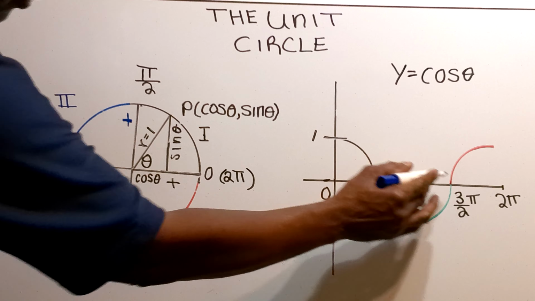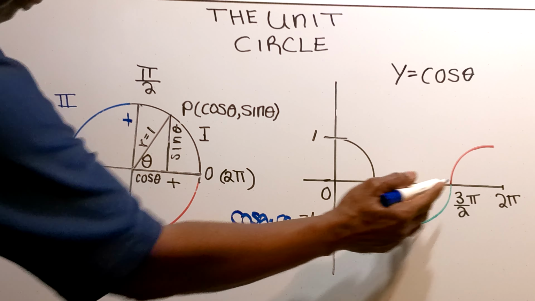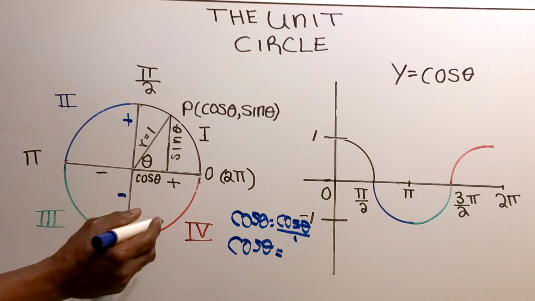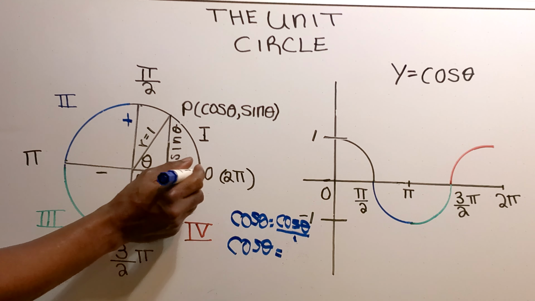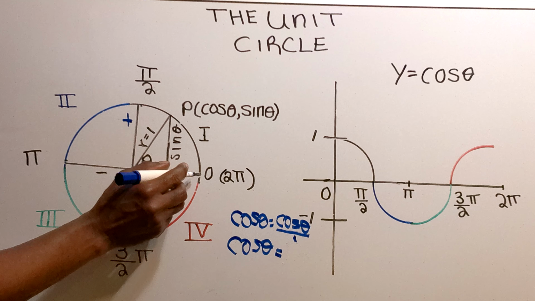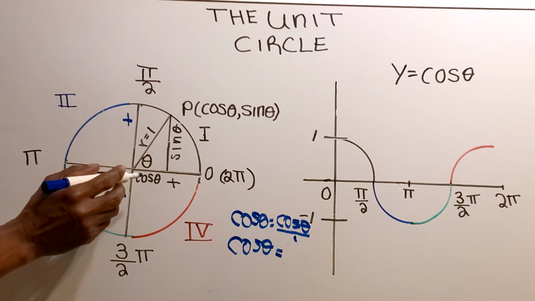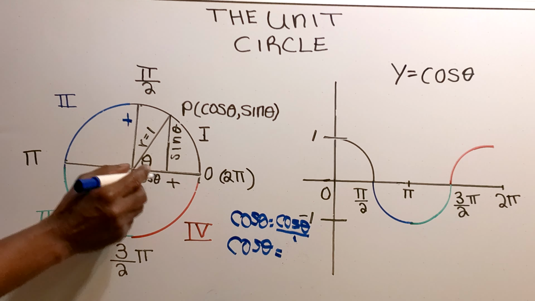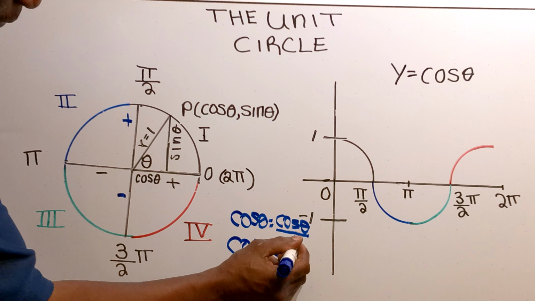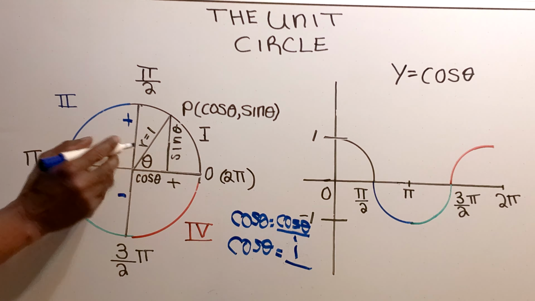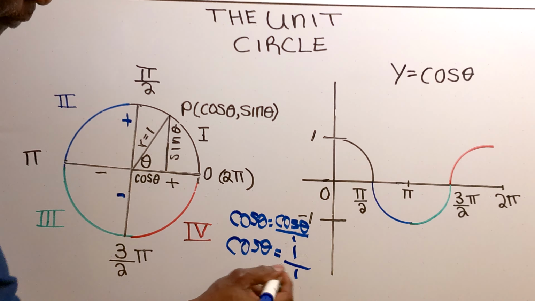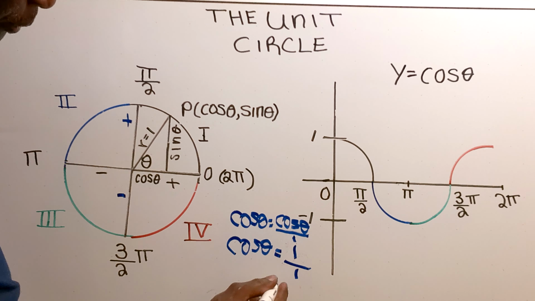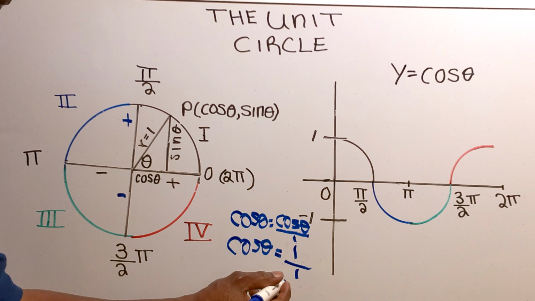Now I'm in quadrant 4. And I'm going to rotate this point P all the way to 2 pi. Now we have a cosine of 1 again, and a radius that equals 1, which gives you the cosine of 1.